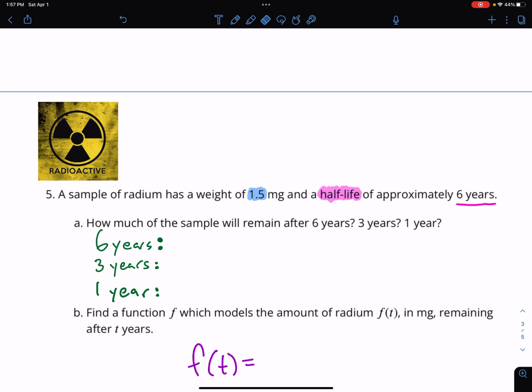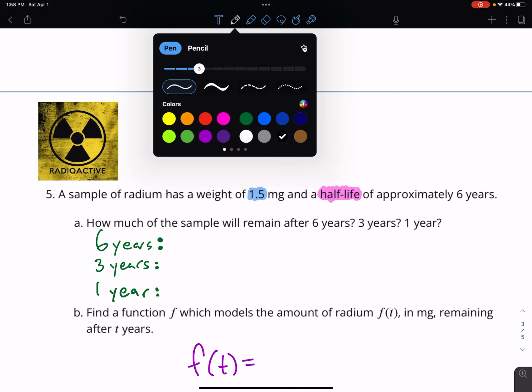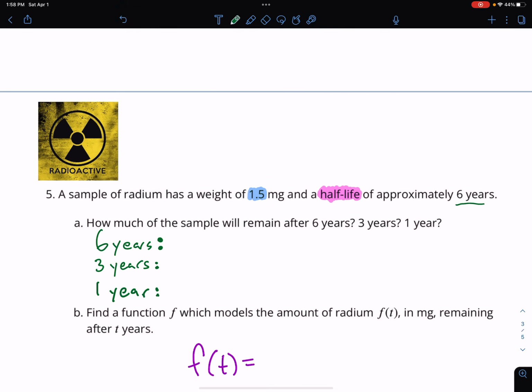So let's think about this. We're starting at 1.5. I highlighted that in blue. They're saying we originally had a weight of 1.5 milligrams. This half-life, this is our rate of change. It's getting cut in half, and it takes 6 years to get cut in half. I'm thinking I'll change this to a green. Let's get 3 different colors going here.